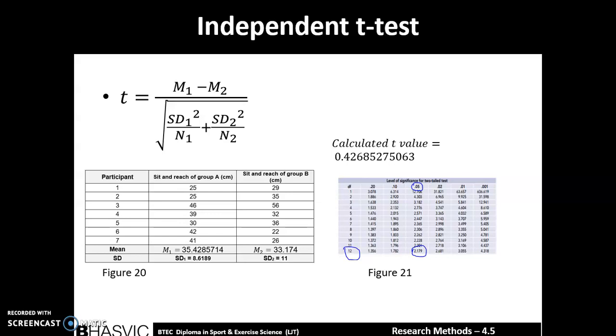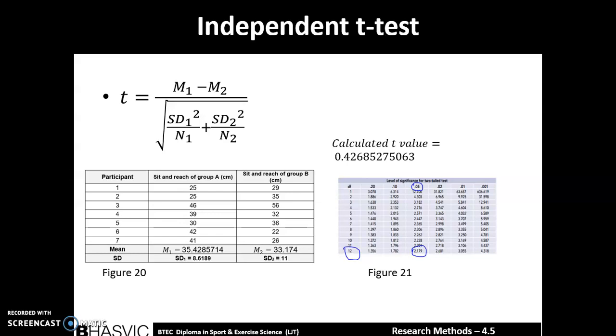In terms of what this equation requires us to work out, M1 is the mean of sample 1, SD1 is the standard deviation of sample 1, N1 is the sample size of sample 1, M2 is the mean of sample 2, SD2 is the standard deviation of sample 2, and N2 is the sample size of sample 2. This can be seen in the equation positioned at the top of the slide, and calculations for this equation are located within figure 20. Once a researcher has completed these prior calculations, they can go about filling in the equation with these values, therefore eventually producing the calculated t-value of 0.426.